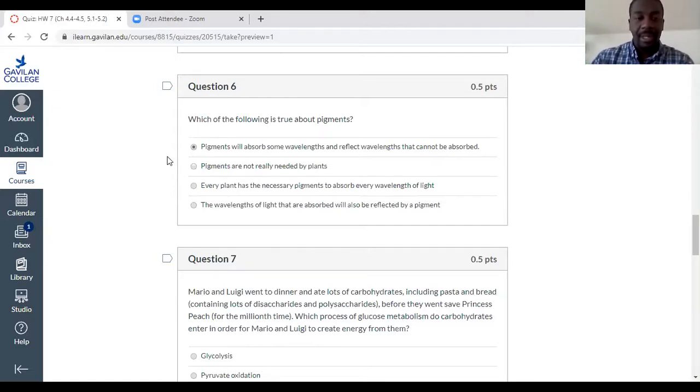Perfect. What's wrong with B? Why is this part wrong? Pigments are not really needed by plants.